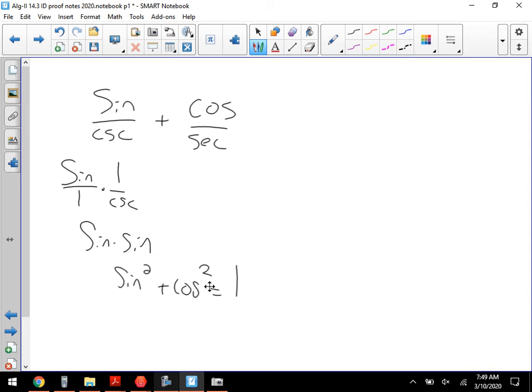10. You wind up with cosecant squared minus cotangent squared. Cosecant squared minus cotangent squared is 1. Next one, you bring the cosine up, you get secant squared minus 1, which is tangent squared.